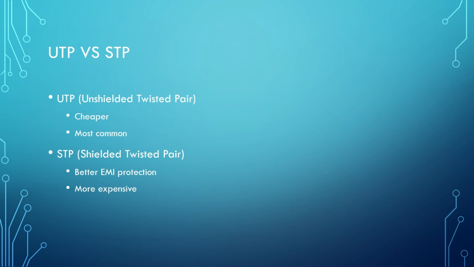Among cabling types, we have UTP and STP. In straight English, unshielded twisted pair is the cheaper and more common type of Ethernet cable, and STP, or shielded twisted pair, has better electromagnetic interference protection but is also more expensive.